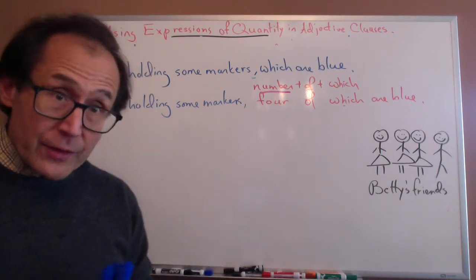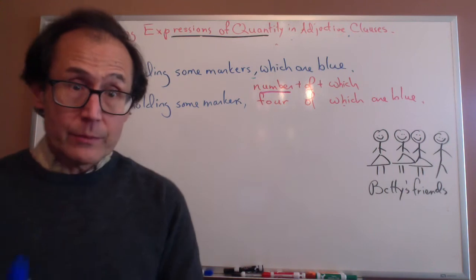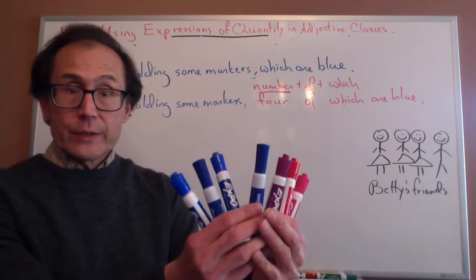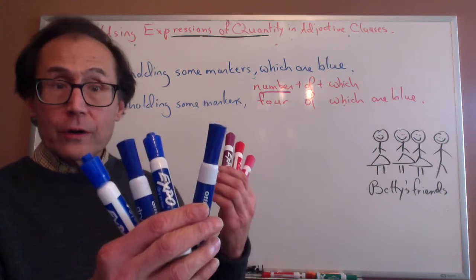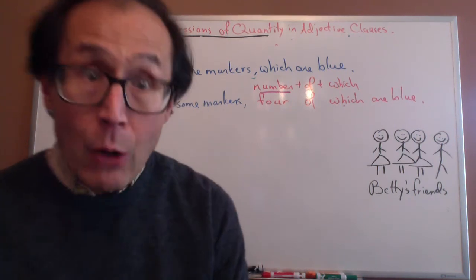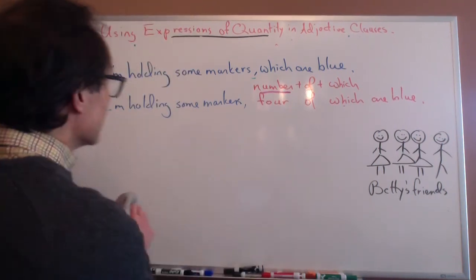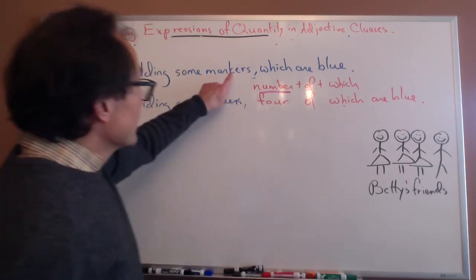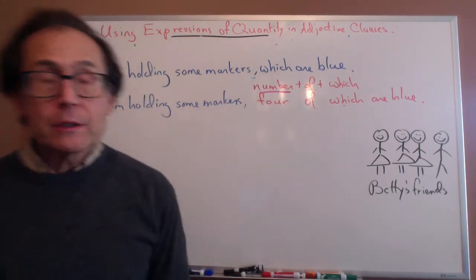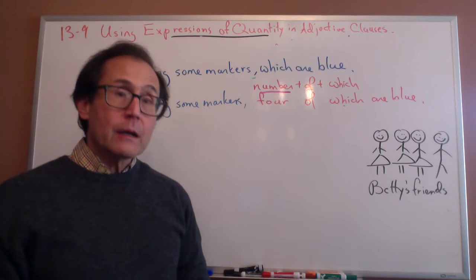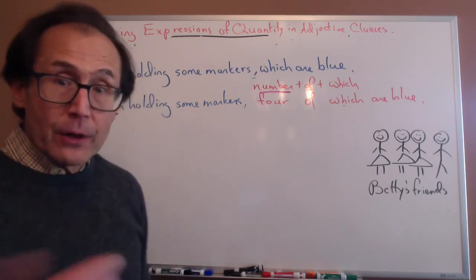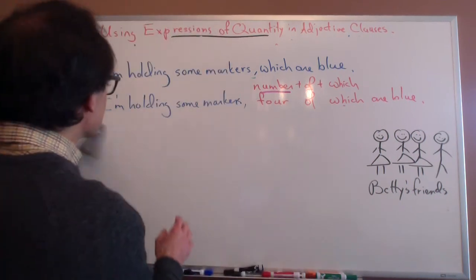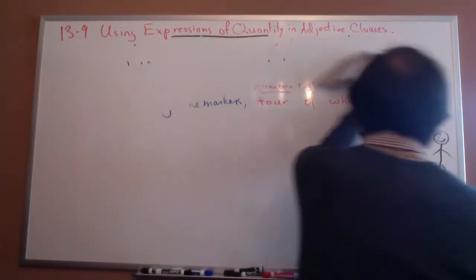But if only some of the markers are blue, not all of them, if I have this situation, then I might say, I'm holding some markers, 4 of which are blue. Now, we also talked about, with markers, I'll use which, because which is the word that I use for things. What do I do if it's people? Like Betty's friends.